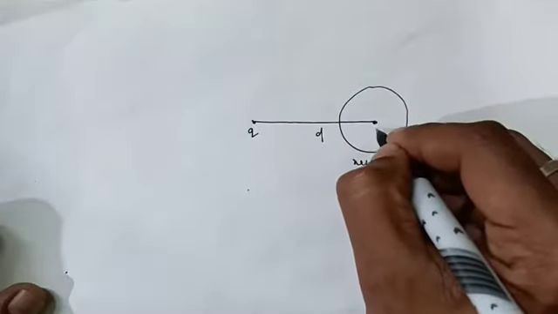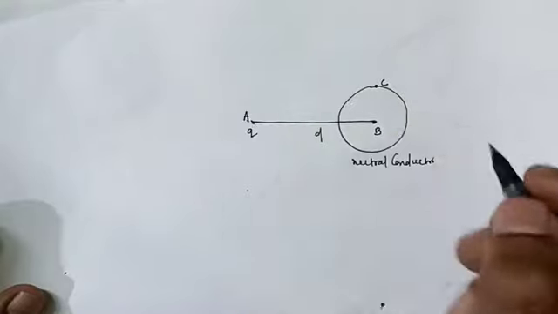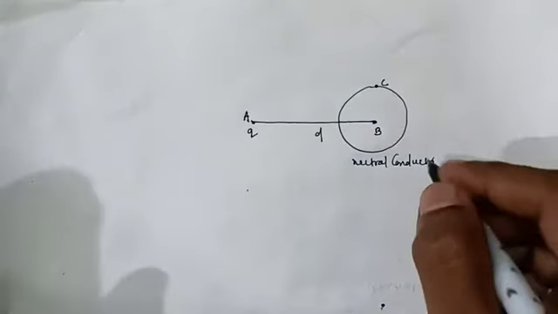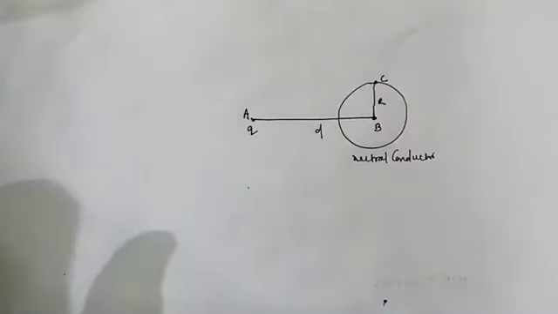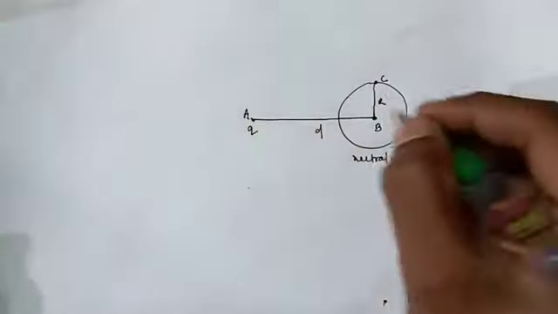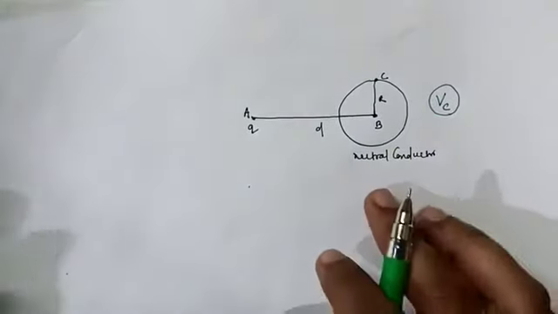Points have been marked. This is point B, this is point C, and let A be this point. The question I asked: write the potential. This is a sphere of radius r. Find the potential of C. This is the kind of question I did.